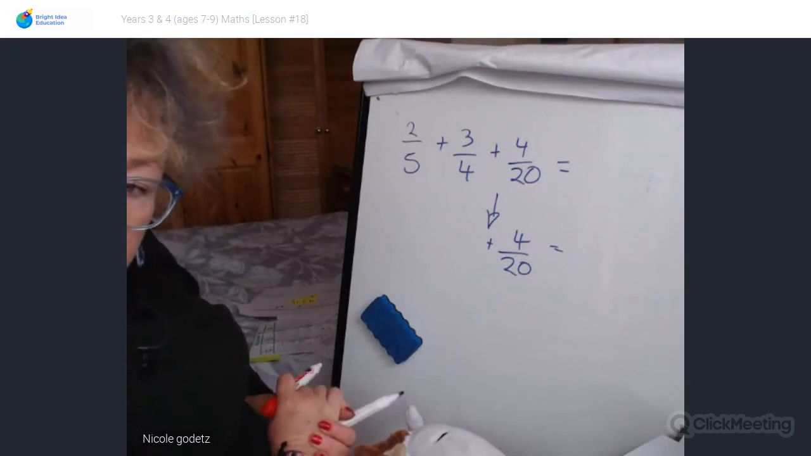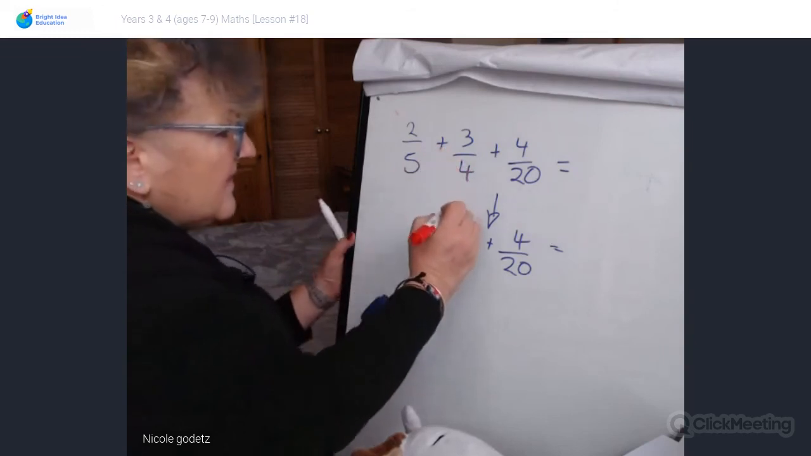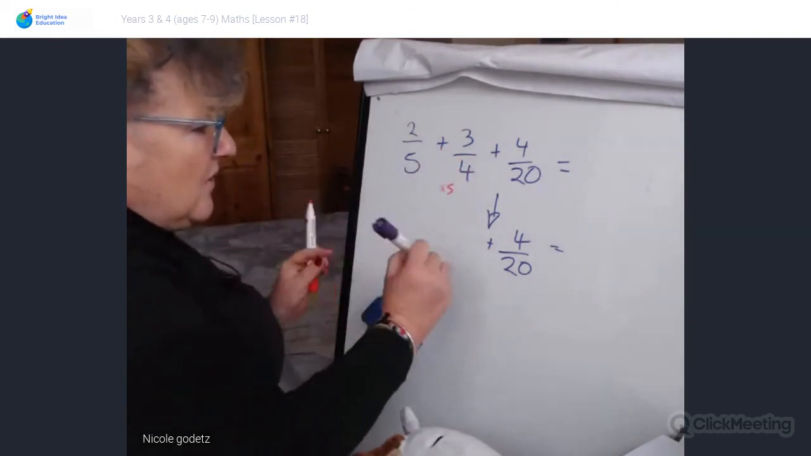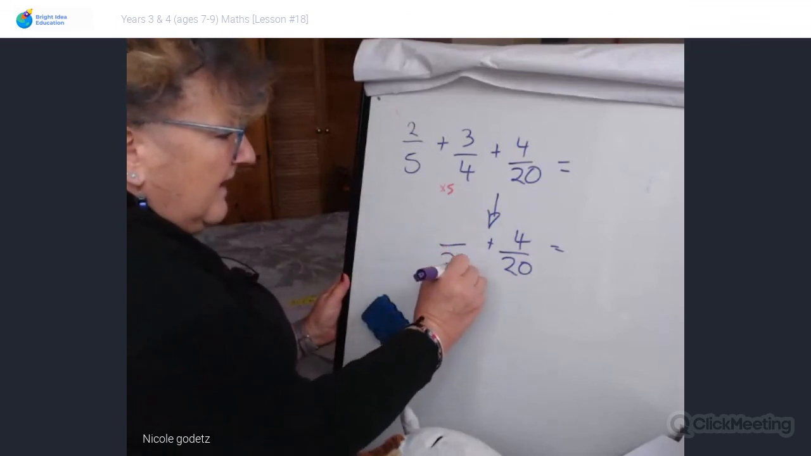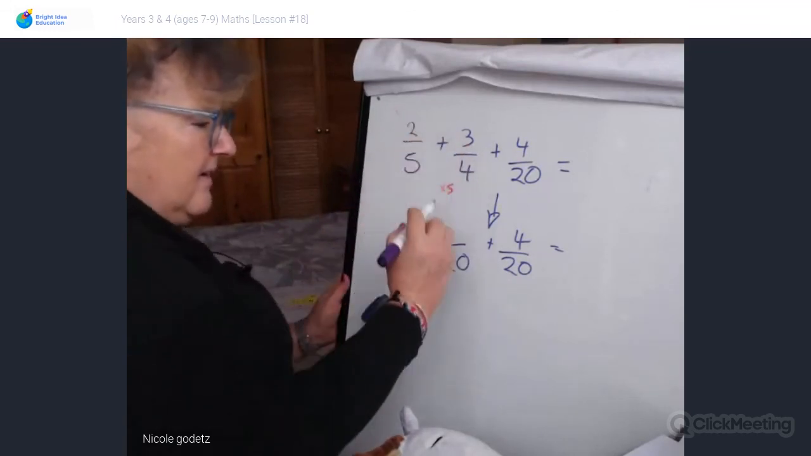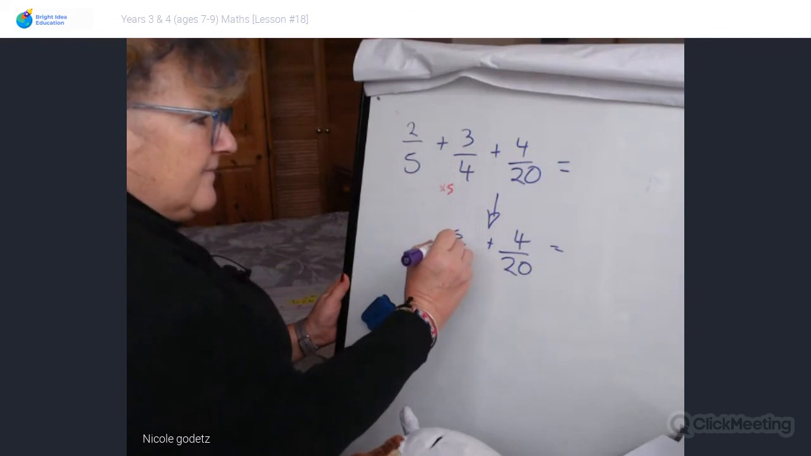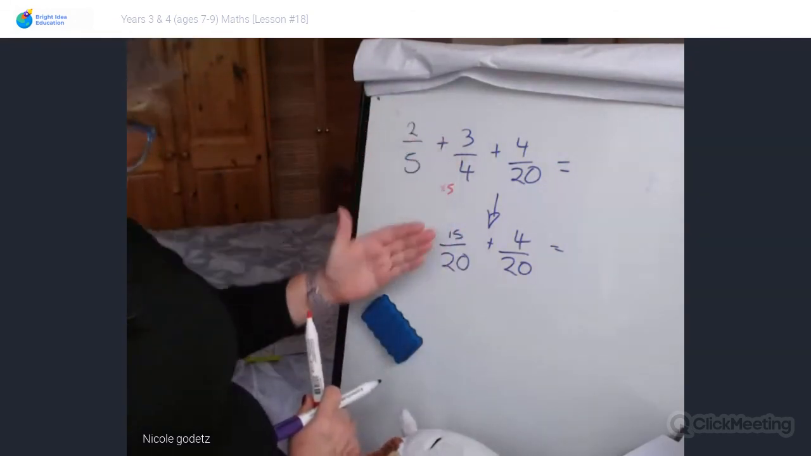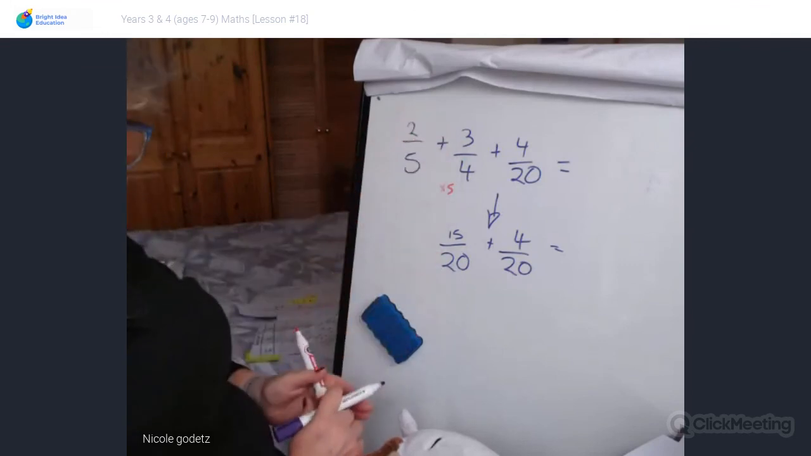What's a 20? I need to multiply it by 5. Okay, so I have to do the same to the top. 5 3s are 15. Okay, and we know that 15/20 is the same as 3/4. We know it is the same ratio.